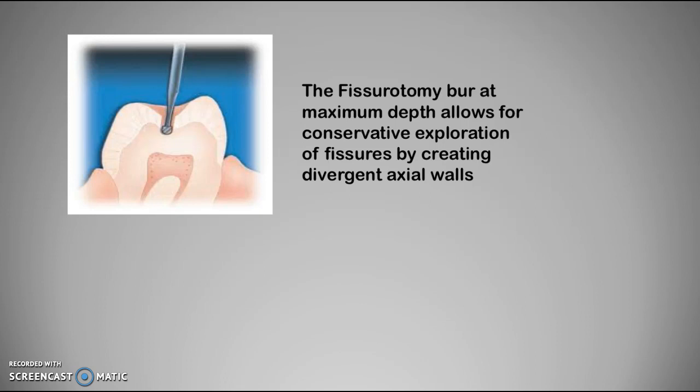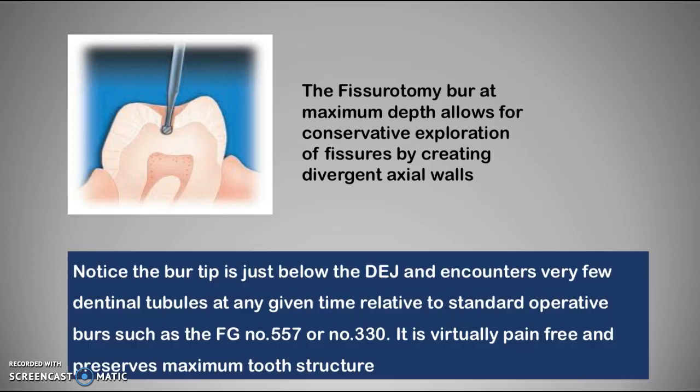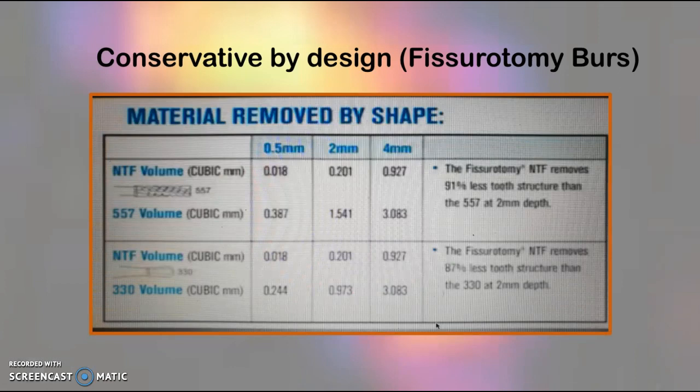So in comparison to the number 557 and 330, fissurotomy burrs are better because number one, the maximum length of it is 2.5 mm, which when inserted fully ends just above the dentoenamel junction and does not involve dentinal tubules, and thus no anesthesia is required. It also creates divergent axial walls, a V-shaped cavity. Here's another advantage as compared to the 330 and 557. The fissurotomy burrs remove 91% less tooth structure when compared to 557 burr and 87% less tooth structure when compared to the 330 burr.